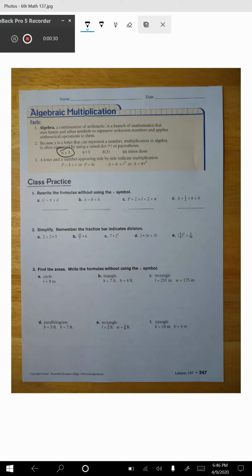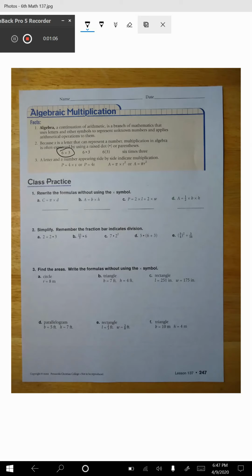So let me just read what it says up in number 1. Algebra, a continuation of arithmetic, is a branch of mathematics that uses letters and other symbols to represent unknown numbers and applies arithmetical math operations to them. Number 2, because X is a letter that can represent a number, multiplication in algebra is often expressed by using the dot.